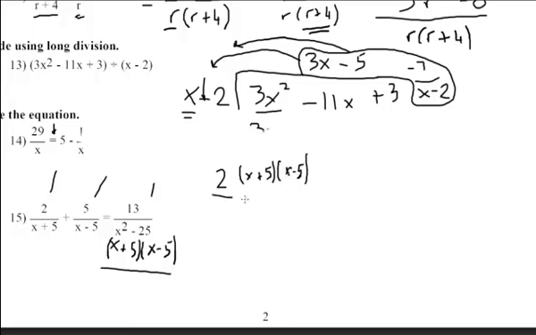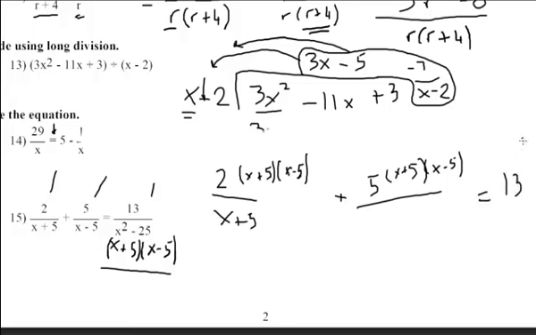And remember it's 2 over x plus 5. So can you see the x plus 5s will cancel here. I won't do it yet. Plus the 5 also with an x plus 5. Excuse the writing here. I'm going to do this quickly. X minus 5. Equals 13. Again, I'm going to space it with the x plus 5 and x minus 5 next to it.